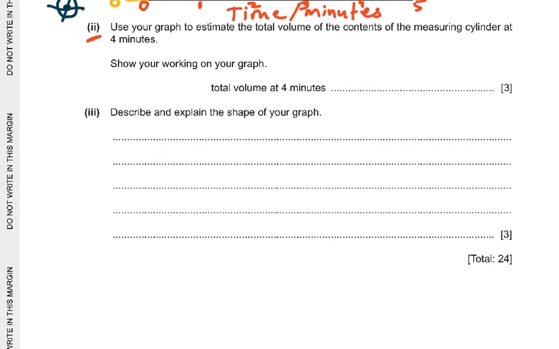Then next part of the question says use a graph to estimate the total volume of the contents of the measuring cylinder at 4 minutes. Show your working on the graph, total volume at 4 minutes, and there's 3 marks for that.